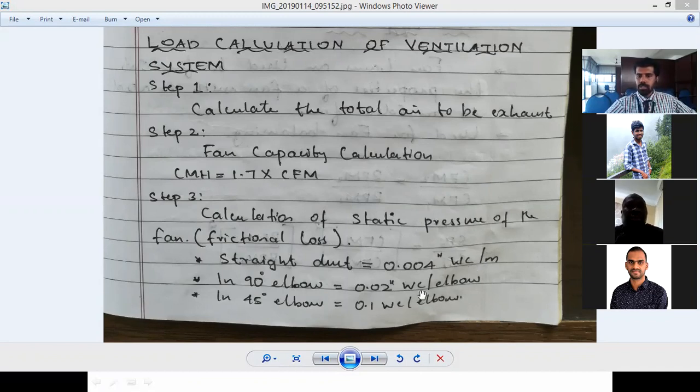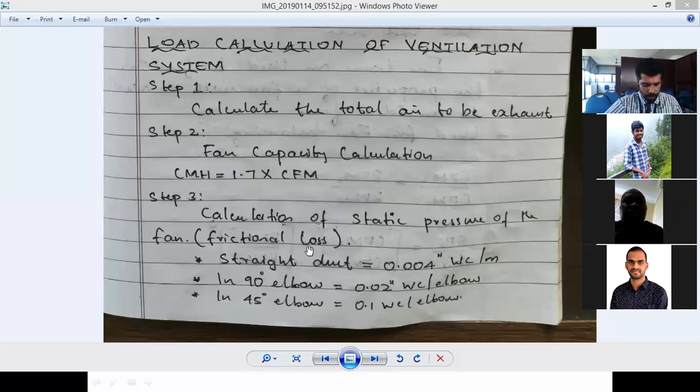Calculation of static pressure: if it's a straight duct, you can just multiply with this. There will be some fittings like elbows. Give 0.2 inches of water column per elbow. If it is 5 elbows, just multiply 5 into 0.2. If you have 45-degree elbows, for example 10, just multiply 10 into 0.1. Then add all those things and you will get the total static pressure or friction loss. Okay, that is the third step.